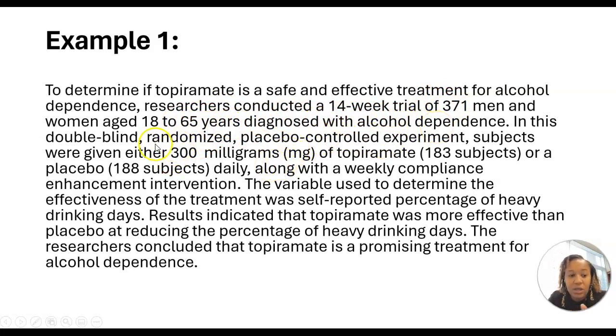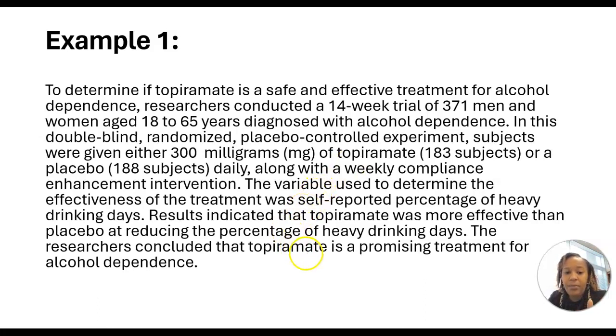Now, the study was double blinded. It was randomized and it was placebo controlled. Each subject in the treatment group was given 300 milligrams of topiramate, and each subject in the control group was given the placebo. It was given daily. And then there was also a weekly compliance enhancement intervention that they all received. So this we would say is a factor, but it is a fixed factor because both groups are receiving that. The drug topiramate is a factor, but it is one that we have set at a certain level.